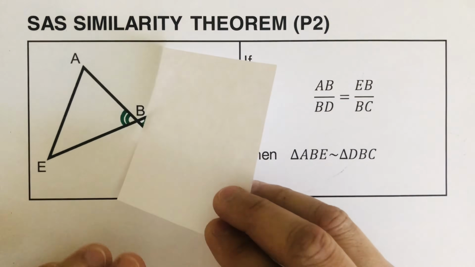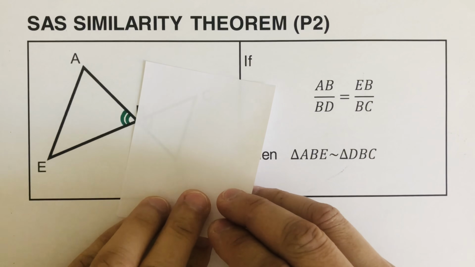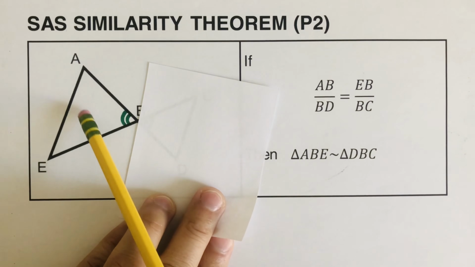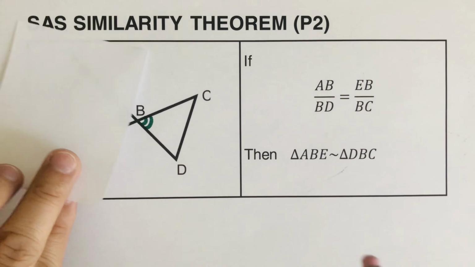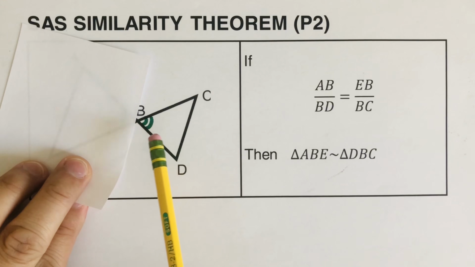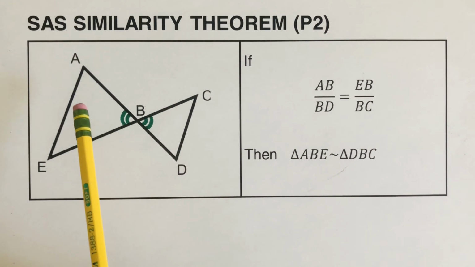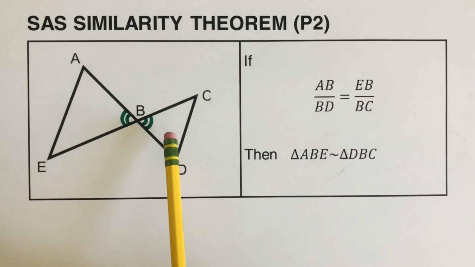Notice that there are two triangles here. The big triangle, which is located on the left, and the small triangle located on the right. So there are two triangles, the big triangle and the small triangle.